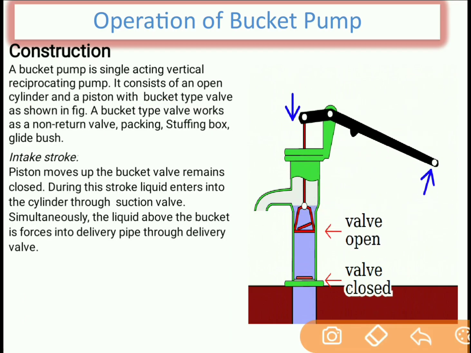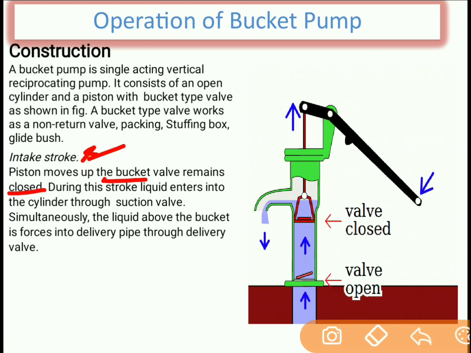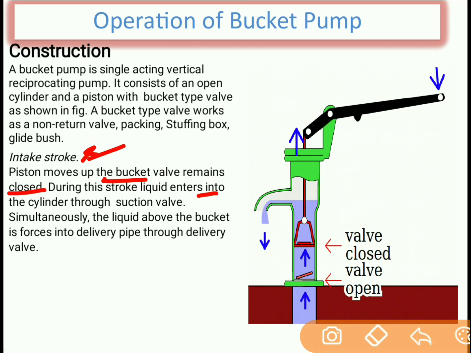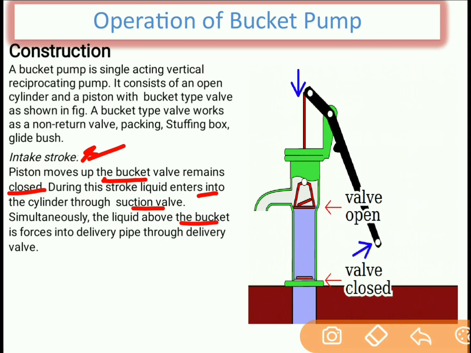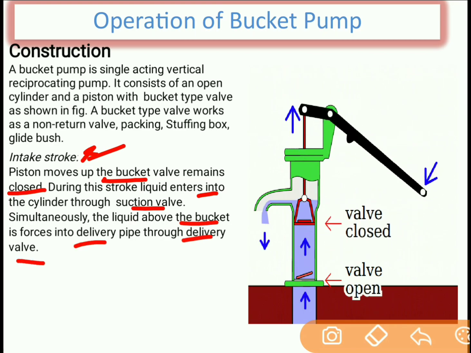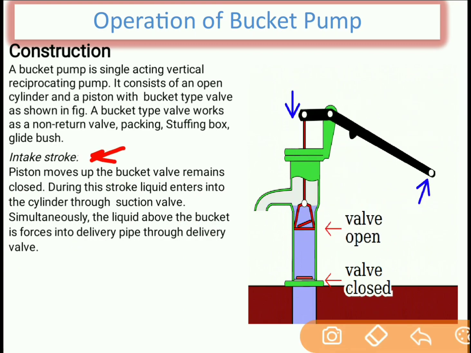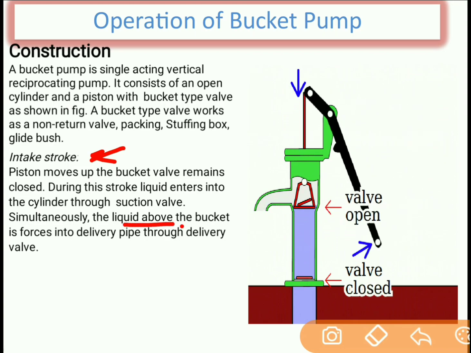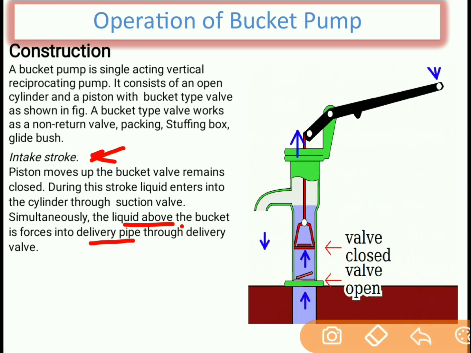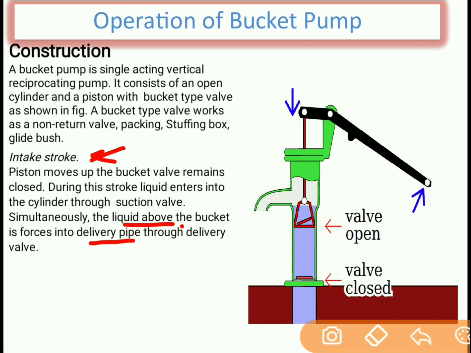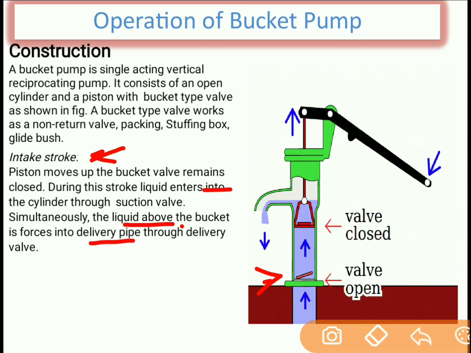It consists of two strokes. During the intake stroke, the piston moves up, the bucket valve remains closed, and during this stroke, liquid will enter the cylinder through the suction valve. Simultaneously, the liquid which is above the bucket is forced into the delivery pipe through the delivery valve. So during the intake stroke, the bucket valve is closed, but the liquid above the bucket is forced into the delivery pipe. Simultaneously, the liquid from the suction valve will enter inside the cylinder.